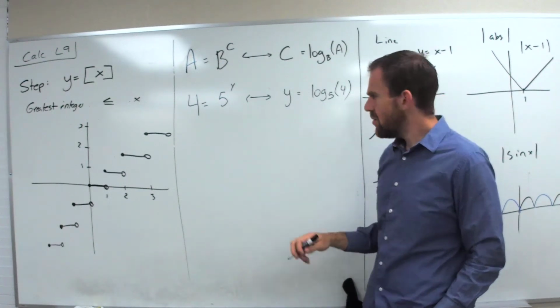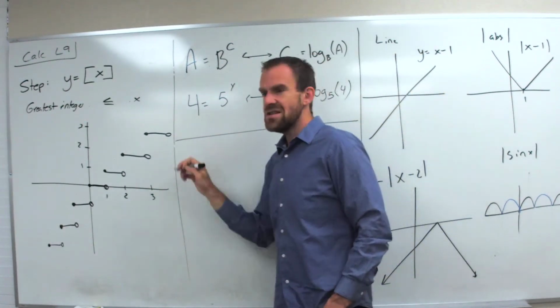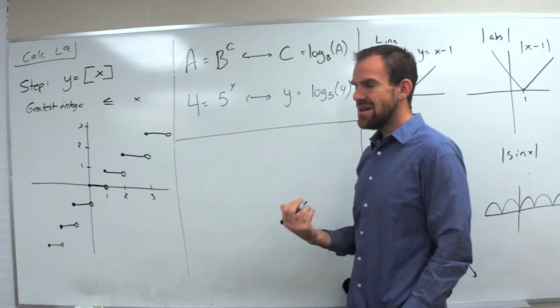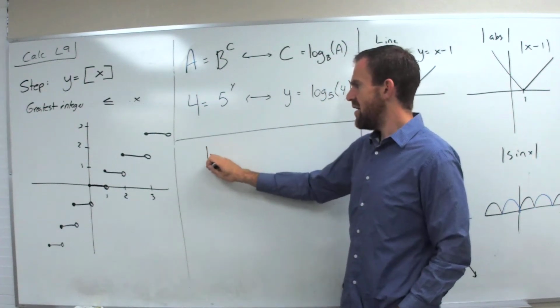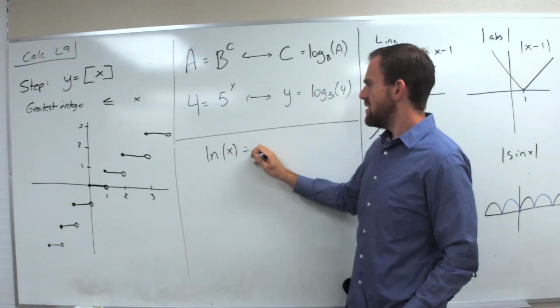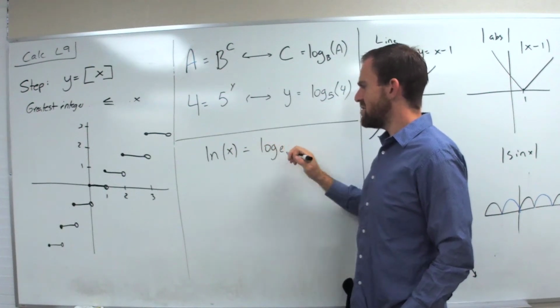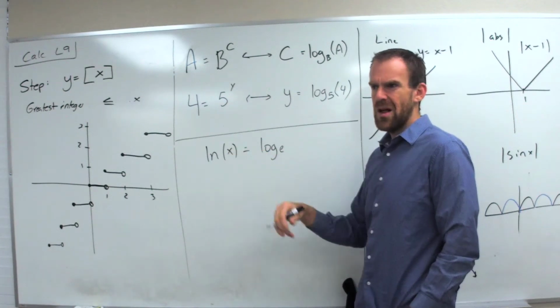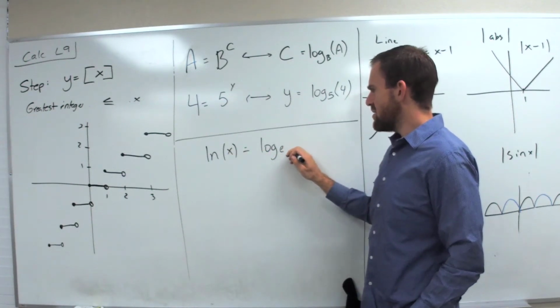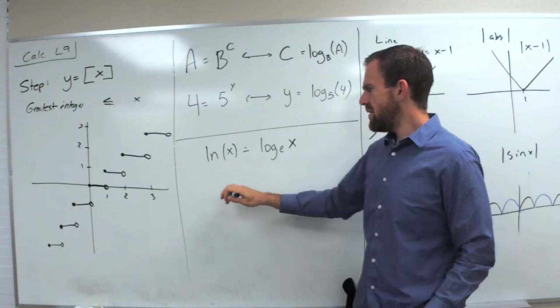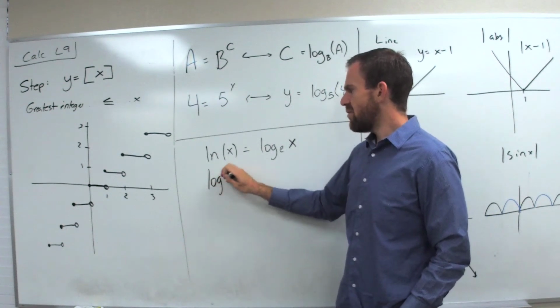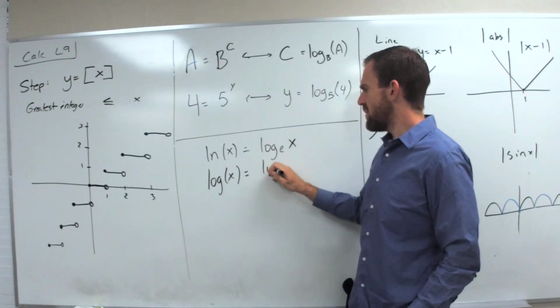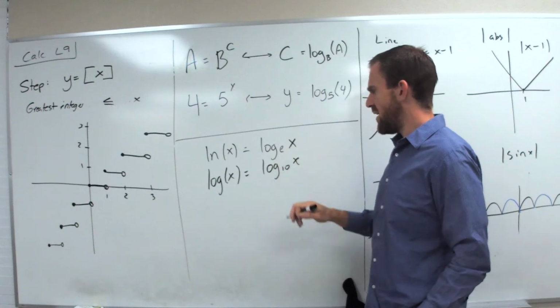We will also be asked to write numbers as powers of 10 and e. Remember that ln of x is log base e, which is just a fundamental number. It's like 2.71 and so on. It's like pi. Goes on forever. And then if we just write log with no base, that's log base 10 of x.